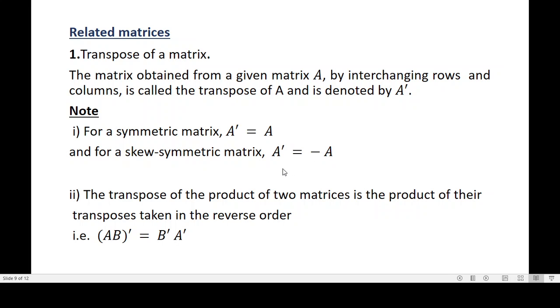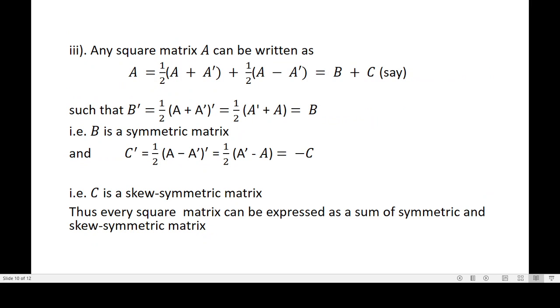Now, what is the transpose of the product of matrices? Suppose A and B are two matrices such that the product AB is defined. Then the transpose of the product AB is equal to B dash into A dash, that is, B transpose into A transpose. The third related result is that any square matrix A can be written as A is equal to half into (A plus A transpose) plus half of (A minus A transpose).